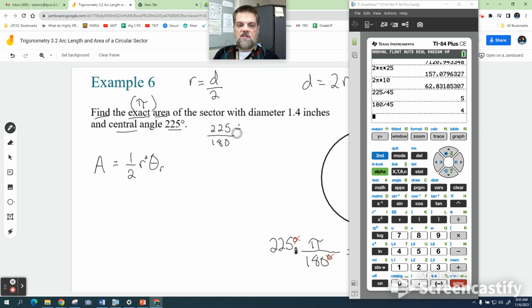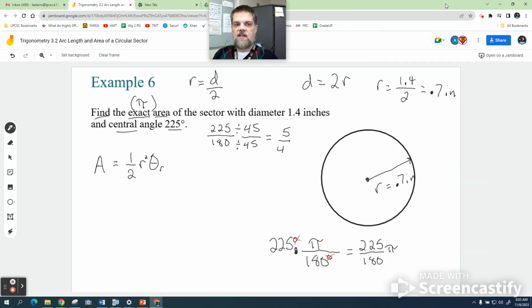So you might say to yourself, Mr. Adams, how would I know to divide by 45? You wouldn't. You would divide by 5 and then divide by 5. Eventually, you would land on 5 over 4. But usually these problems are rigged up to use one of the special triangles, and 45 seems right. Plus, I've been teaching math a long time. I've kind of memorized some of these tables. Anyways, this reduces down to 5 over 4 pi. And so that's our angle.